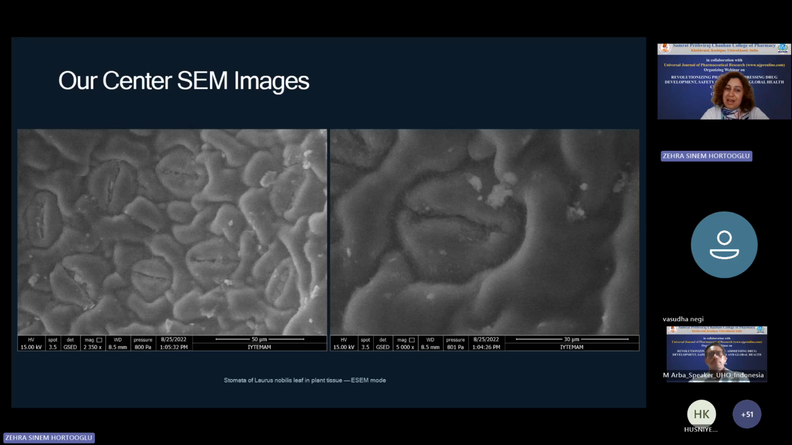Our center images I want to show you. This is a stoma, a Laurus nobilis leaf surface. In a special mode, environmental scanning electron microscope mode, it depends on the pressure. The pressure is very high, about 100 pascals, because the sample must be very humid. Humidity is very important because it's leaves.